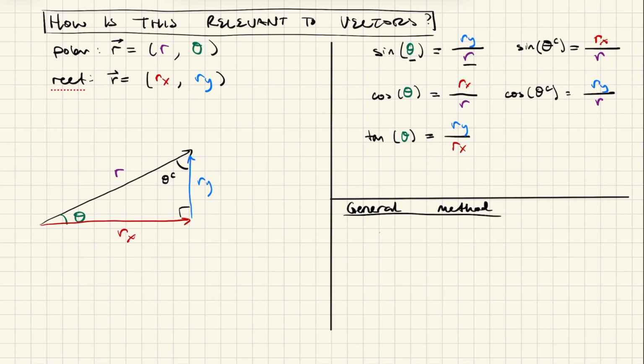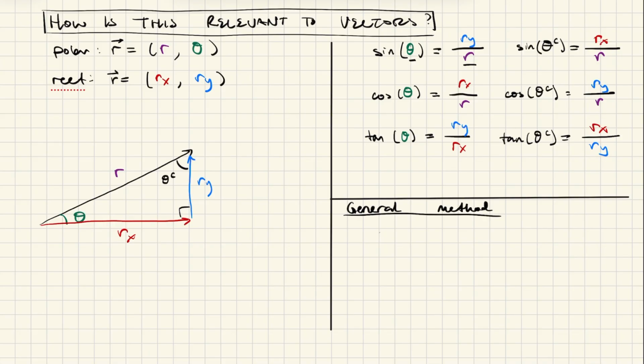Okay, and finally, as we saw before, the tangent of the complementary angle is going to be the reciprocal of the original tangent. So in this case, if I take a look at theta c here on the top right, the opposite side to theta c is now rx, and the adjacent side to theta c is ry. And so this is the complete set of trigonometric relationships that relate the variables involved in the polar and rectangular representations.